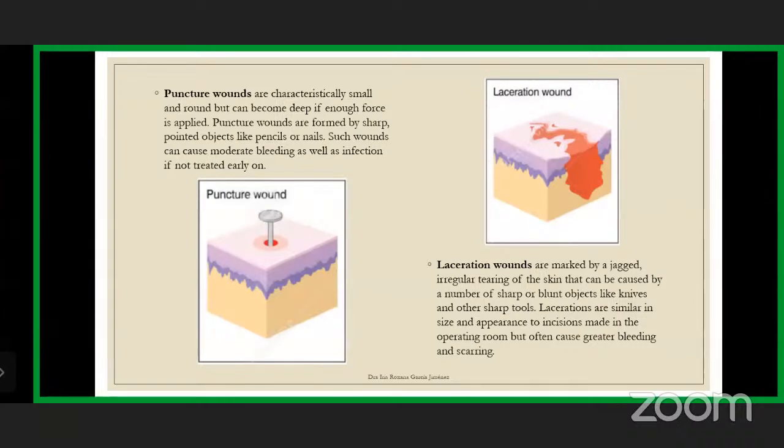Laceration wounds are made by jagged, irregular tearing of the skin that can be caused by a number of sharp or blunt objects like knives or other sharp tools. Lacerations are similar in size and appearance to incisions made in the operating room, but often cause greater bleeding or scarring.